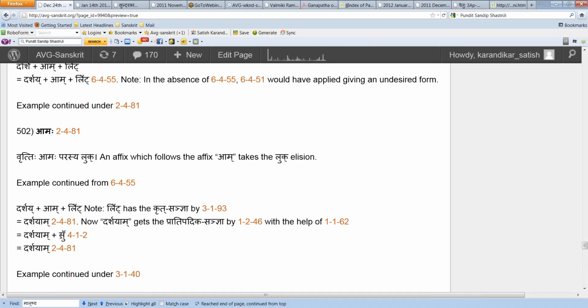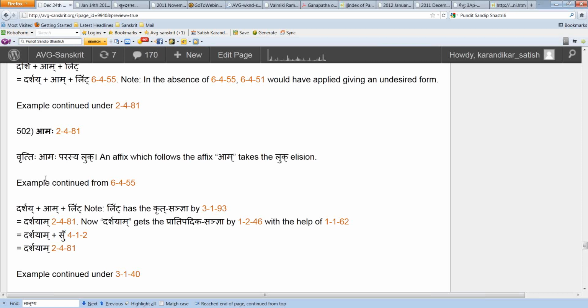According to Kashika, we use avyayad apsupaha. According to Siddhanta Kaumudi, we use amaha the second time to remove the sup. So let's take the Siddhanta Kaumudi point of view. We use amaha the second time to remove the sup pratyaya also. So amaha does two things.